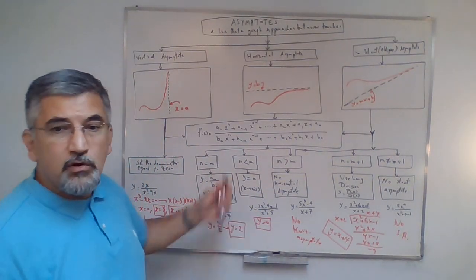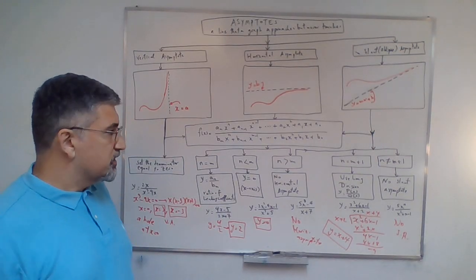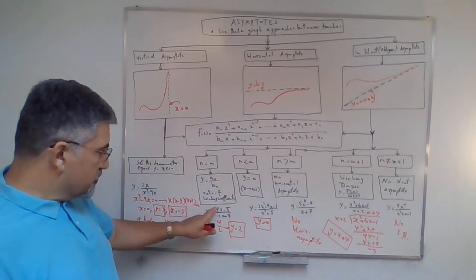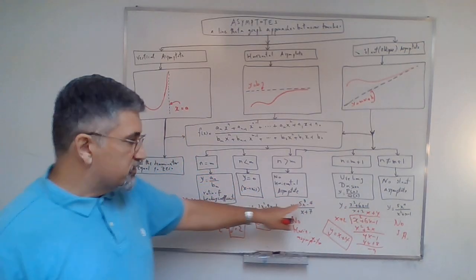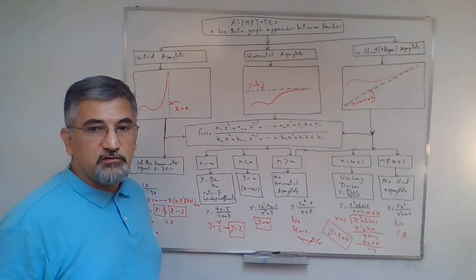Okay, so I hope you understood how we find different asymptotes of rational functions. And now all you need to do is to do many questions and try to find the different asymptotes of different rational functions.